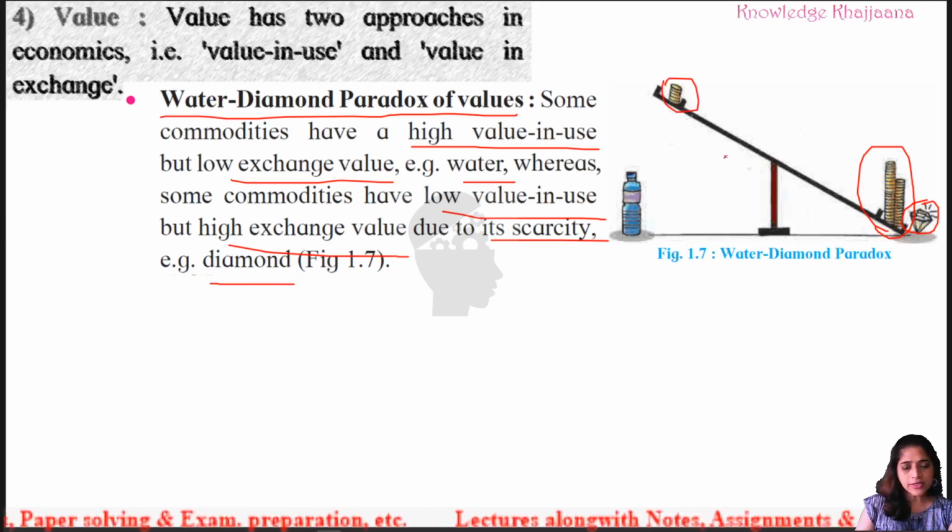But why is this happening? Because there is a paradox, a contradiction. The goods which have lots of value to human beings may have less exchange value, but the things which have low value in use, in utility, for everybody's day-to-day life, we have to pay lots of money for them. That is called the paradox, a contradiction.